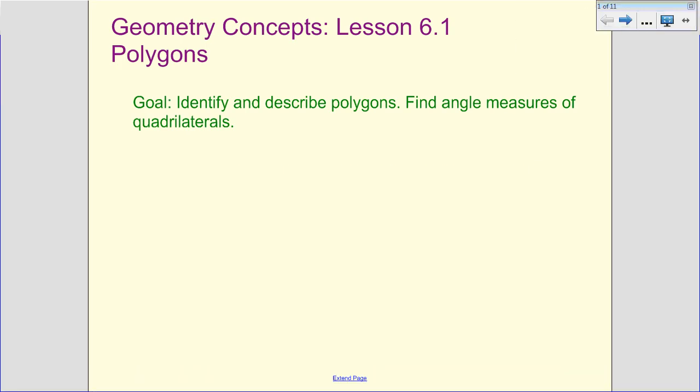Ladies and gentlemen, we need to take a look at lesson 6.1, and we're going back a little bit and picking up polygons. We like doing triangles back to back. What we're going to do is identify and describe polygons. This should be some review from maybe elementary and middle school, just refreshing our vocabulary, and then talking about finding the angle measures of quadrilaterals.